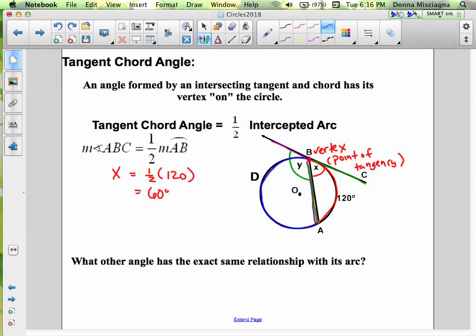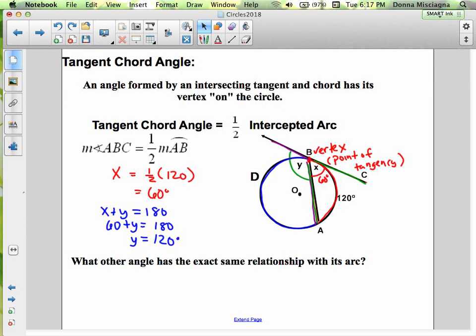So notice that together, x and y form a straight angle. So x plus y is 180 degrees. So x is 60. That means y is 120. Right, so we'll mark that on our diagram. X here is 60 degrees. Y is 120 degrees. So that adds up to 180. And now we can use the other formula to find the measure of arc ADB.